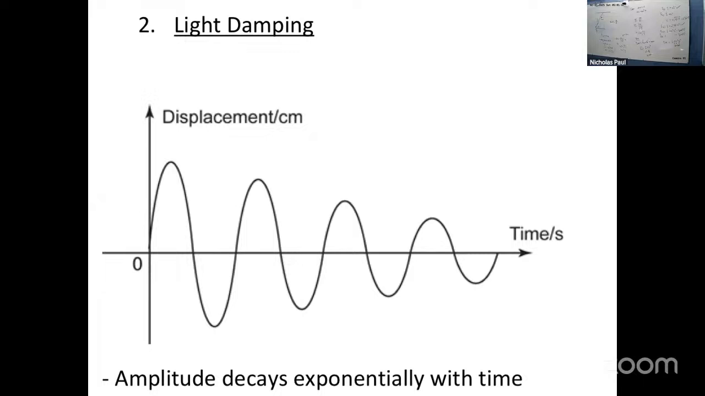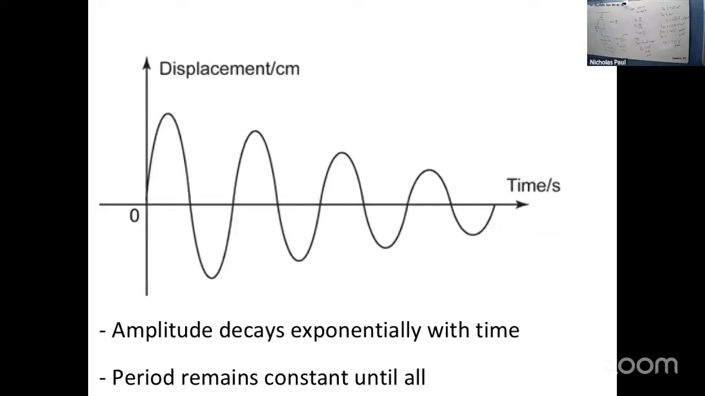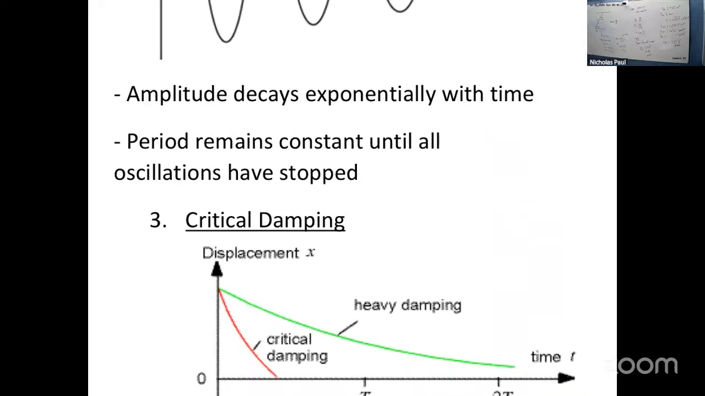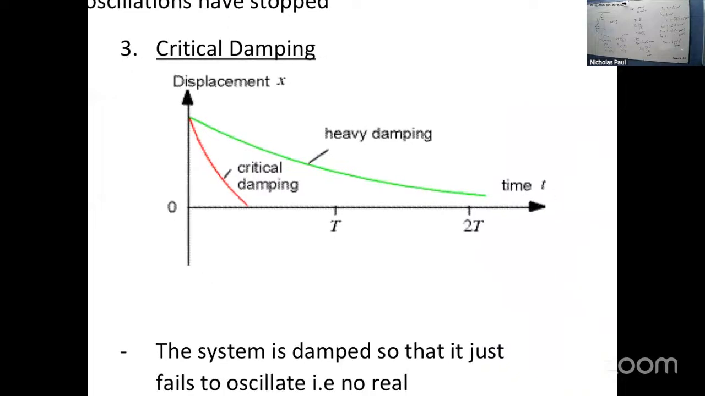This is what you will experience in the lab. Correct? If you allow the pendulum to oscillate, it'll behave like this. Then you have, right, the period remains the same and so on, right? Then you have heavy damping and critical damping.